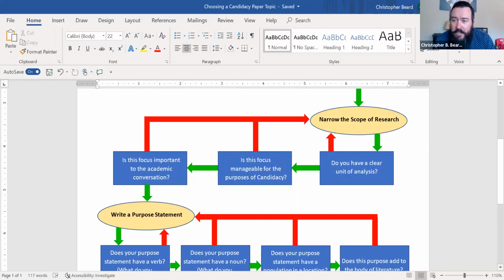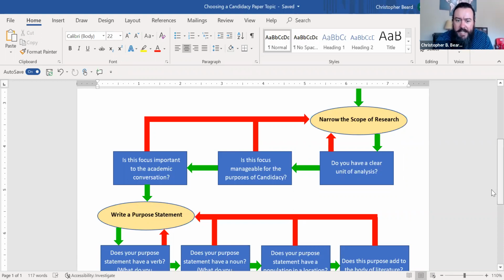I will say in regards to candidacy, and we're going to talk more about that in the next session, you need to know what you're adding to the body of literature as well. What is it that you're actually adding to the body of literature? You're not just reporting on something, but you're adding. So you need to have an idea of what that is, and that will be why it's important to the academic conversation.